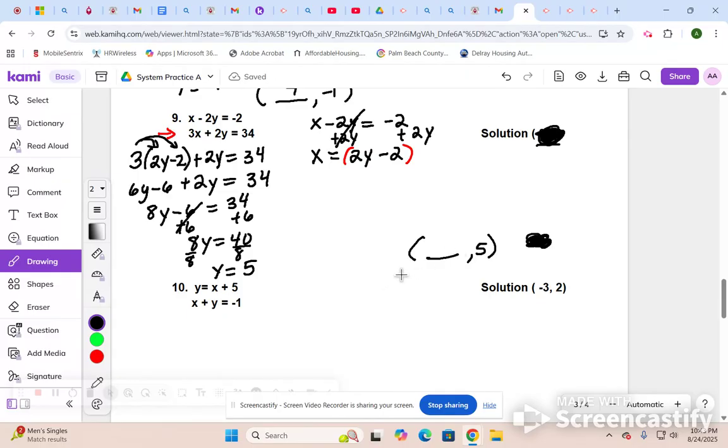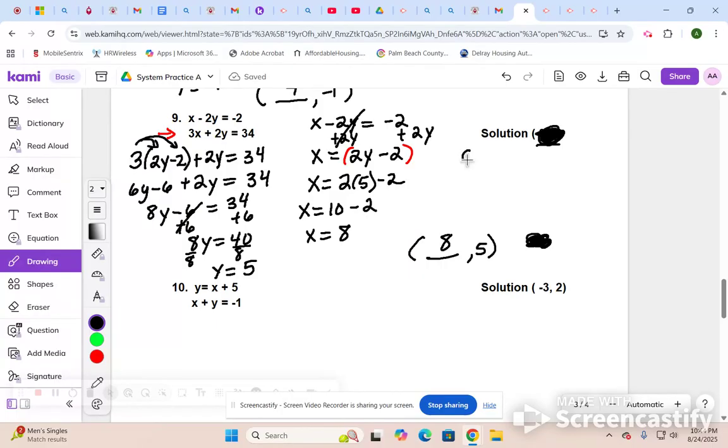To find the x value, I can go back to this one, or I can go back to this one right here. They are equivalent. It's easier if I go back to this one here. x equals 2 times y, well, y is 5, minus 2, x equals 10 minus 2, that means x equals 8. So our solution is 8, 5.